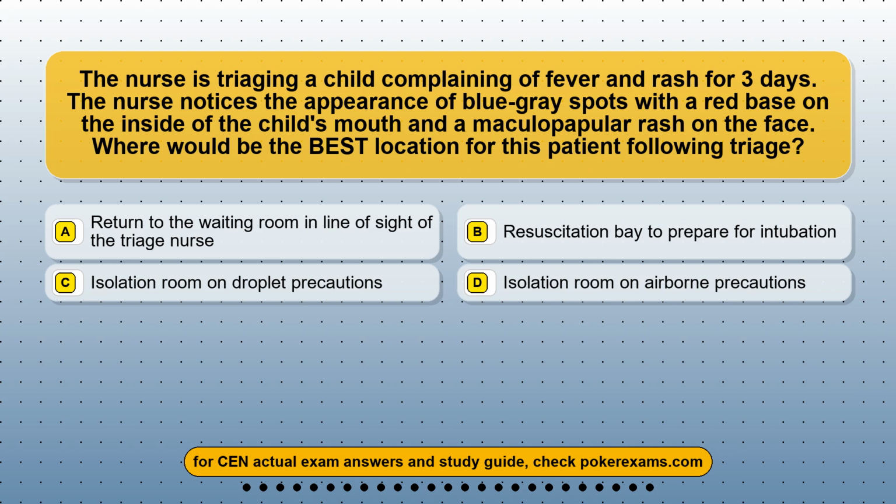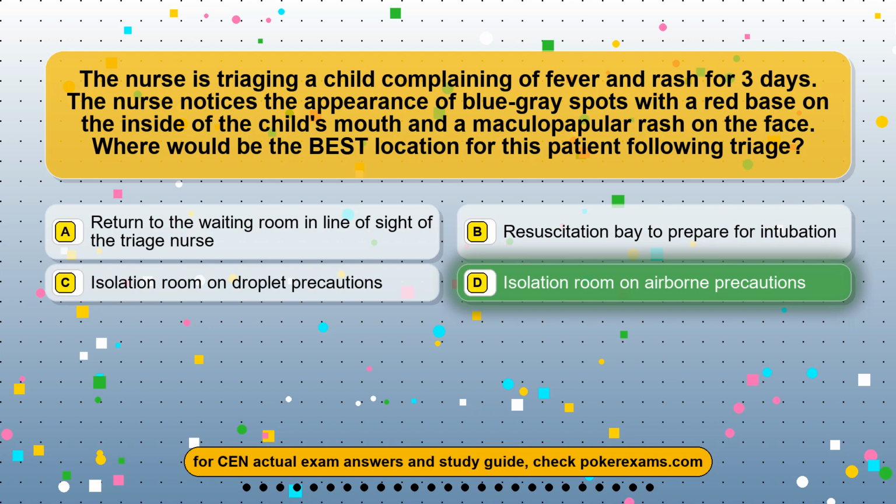Option A. Return to the waiting room in line of sight of the triage nurse. Option B. Resuscitation bay to prepare for intubation. Option C. Isolation room on droplet precautions. Option D. Isolation room on airborne precautions.